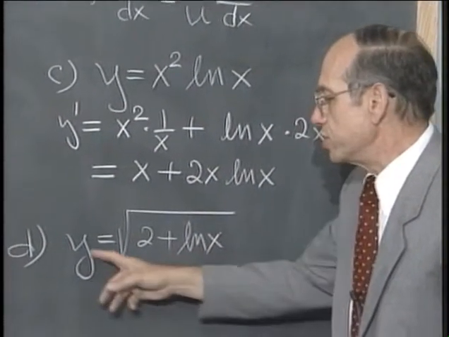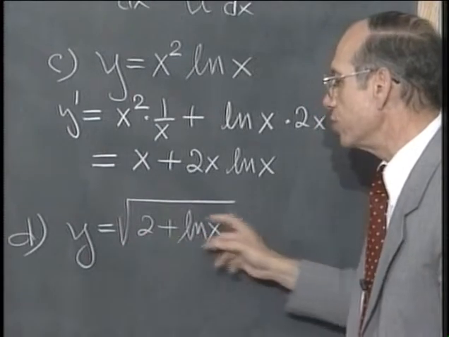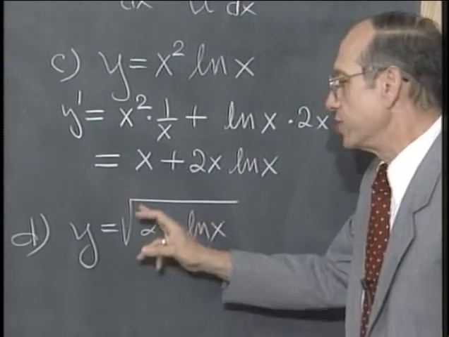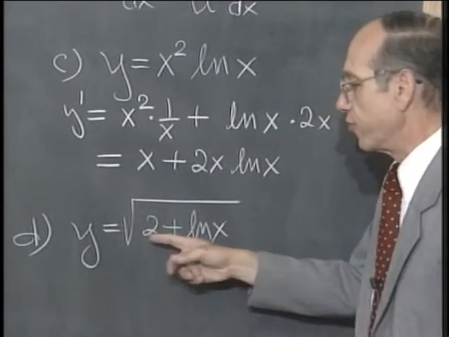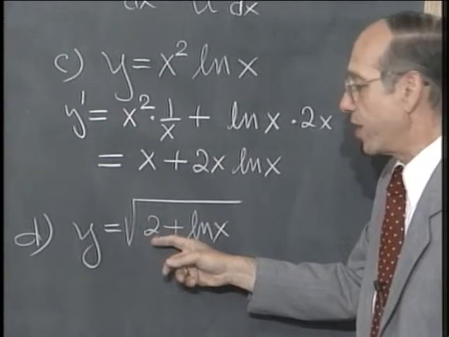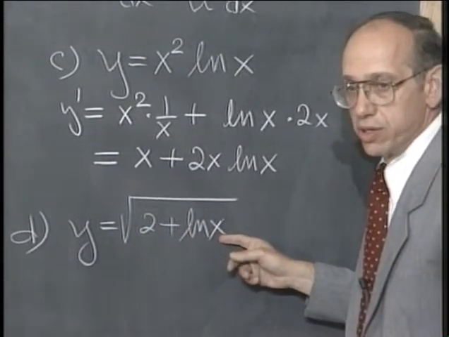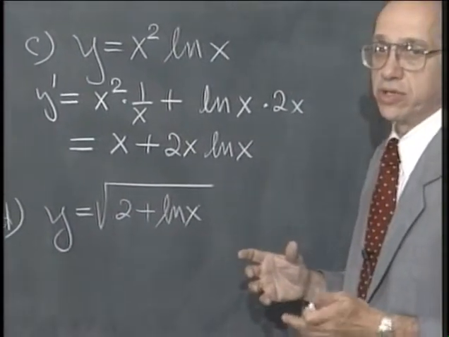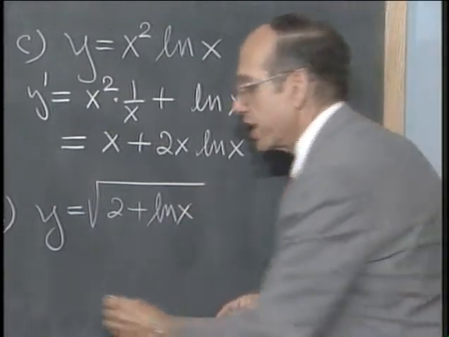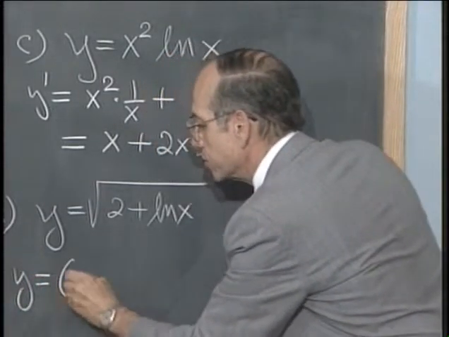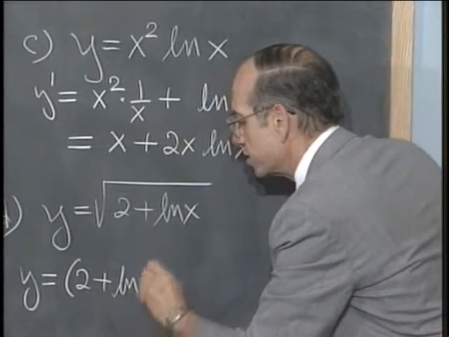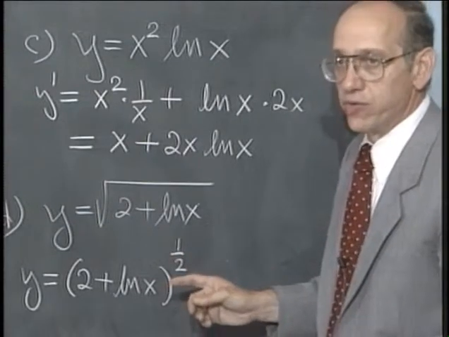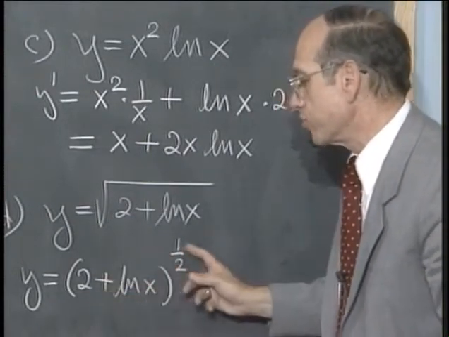All right? Let's move down to 1D. In 1D, we see we have y equals the square root of 2 plus log x. Now, this is actually a chain rule problem. This is the square root of a certain function. The function that we have under the square root is one of our new logarithmic functions. First, before we take the derivative, we get rid of the square root sign, rewrite, always using fractional exponents instead of radicals. So this is y equals 2 plus the log of x raised to the power 1/2.